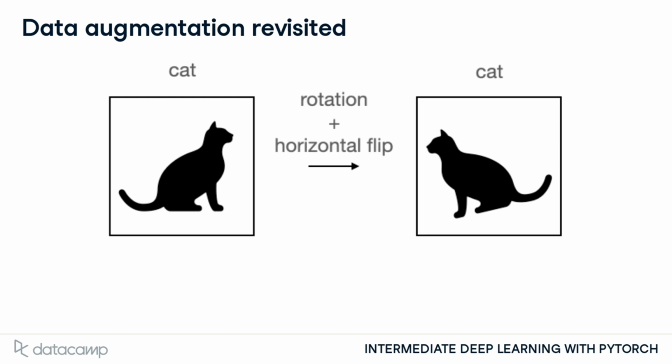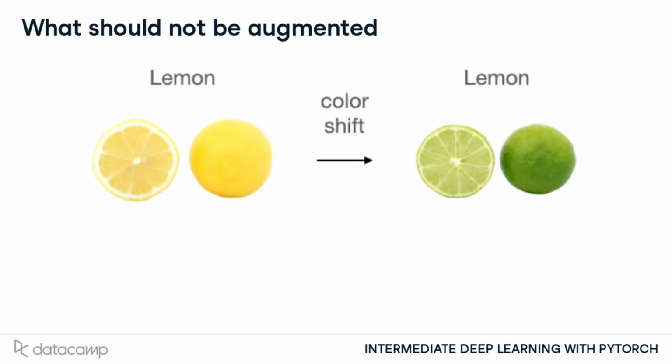In this example, it is clear that the augmented image still depicts a cat and can provide the model with useful information. However, this is not always the case. Imagine we are doing fruit classification and decide to apply a color shift augmentation to an image of the lemon. The augmented image will still be labeled as a lemon, but in fact it will look more like a lime.